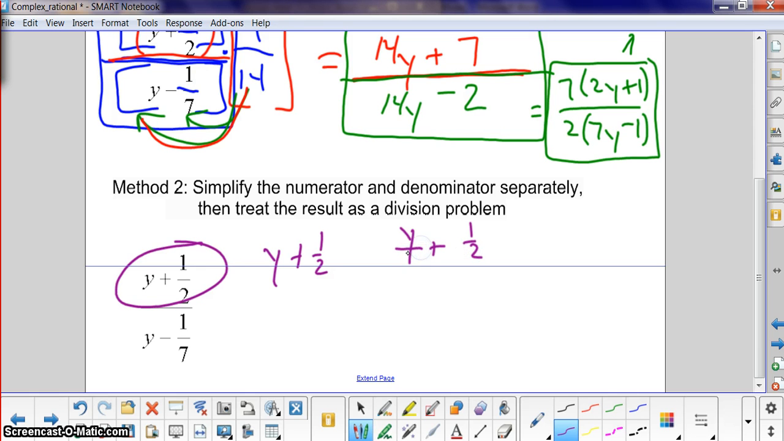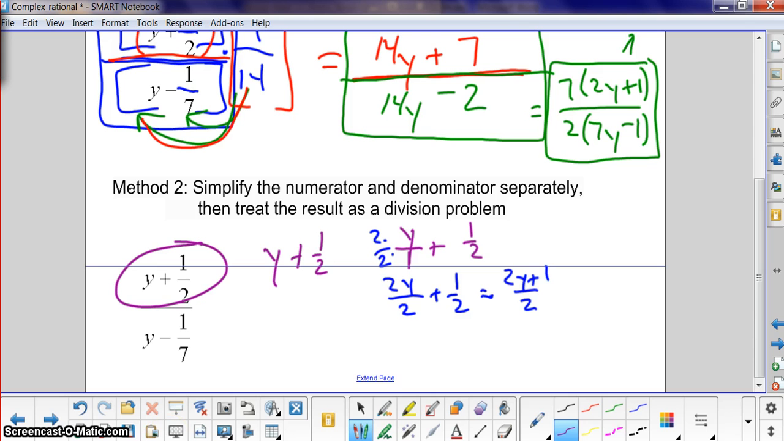The denominator of this y is a 1. The denominator of this 1/2 is a 2. So I need to multiply this by 2 over 2. And now I get 2y over 2 plus 1/2. I have the common denominator. And so because I have a common denominator, I can write it over that denominator. So this becomes 2y plus 1 over 2.